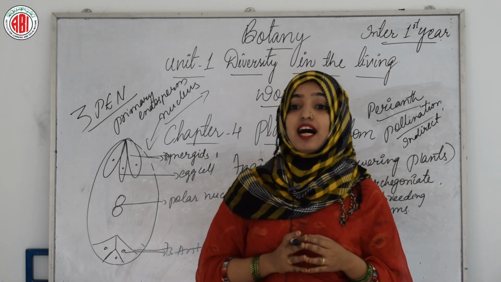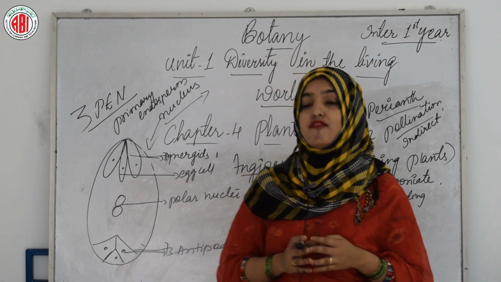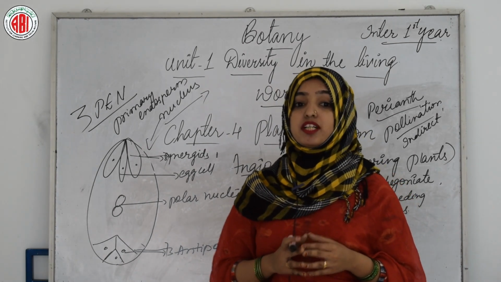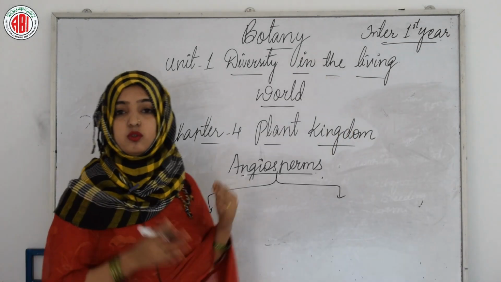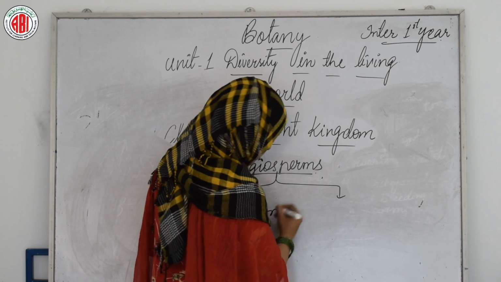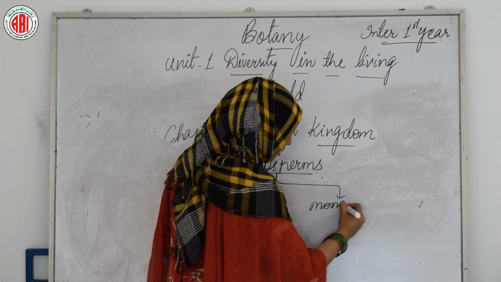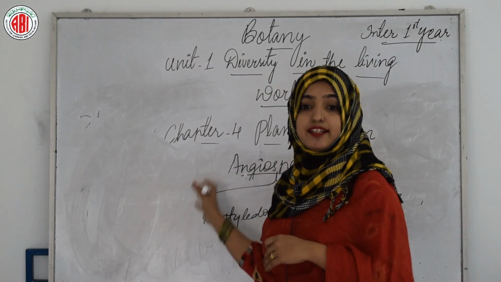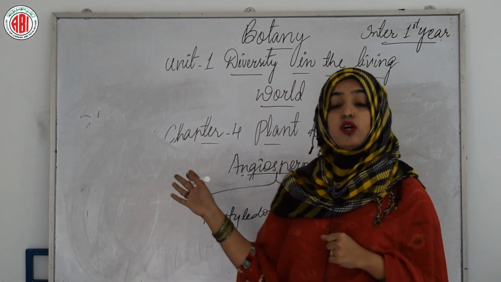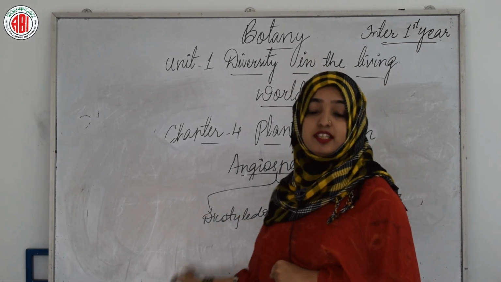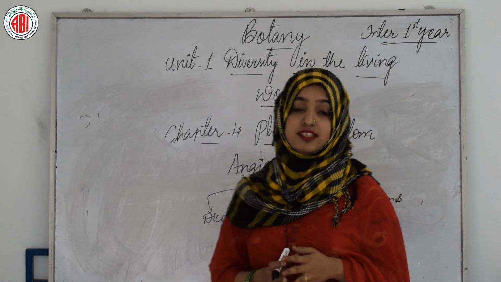During these events the ovules develop into seeds and the ovaries develop into the fruit, and based on the number of cotyledons in the seed, angiosperms are divided into 2 classes. The first is dicotyledonous, and the second is monocotyledonous. The name itself shows that monocotyledons have 1 cotyledon in their seeds, and dicotyledons have 2 cotyledons in their seeds.